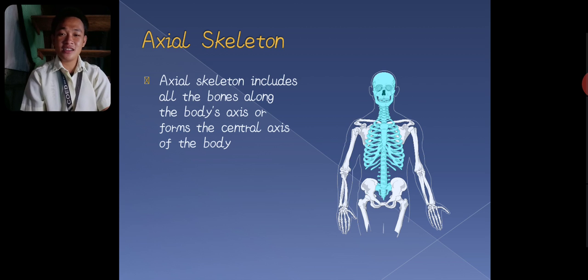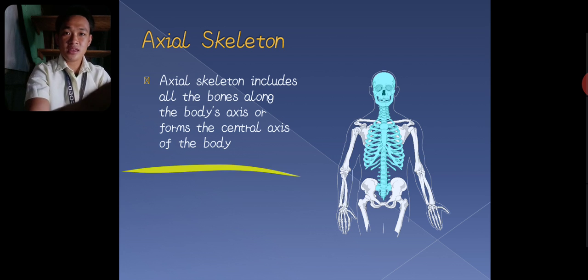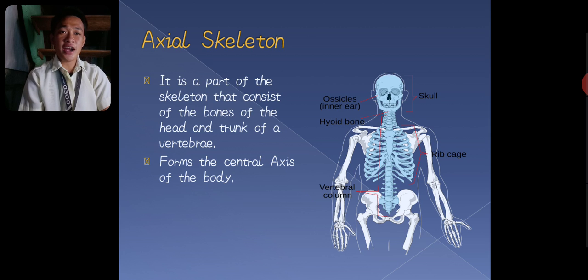So, sa skeletal, the axial skeleton includes the bones that form the skull, laryngeal skeleton, vertebral column, and thoracic cage. So, the axial skeleton is the part of the skeleton that consists of the bones of the head and trunk of a vertebrate. Forms the central axis of the body. So, dito sa human skeleton ay binubuo ng 80 bones and it is composed of 6 parts. Ang una ay tinatawag na skull na may 22 bones.